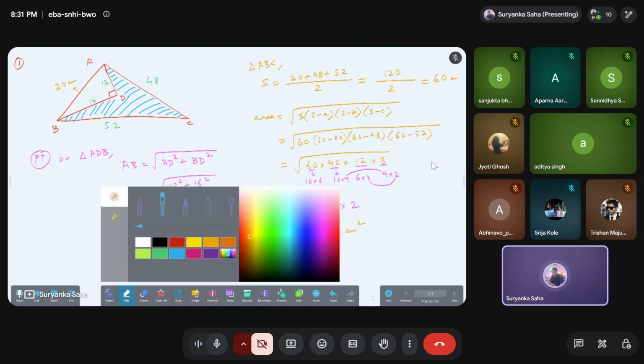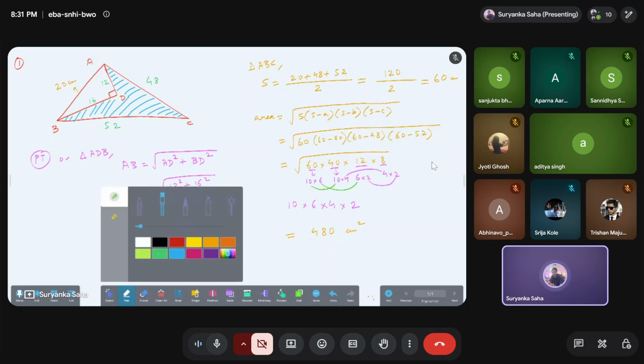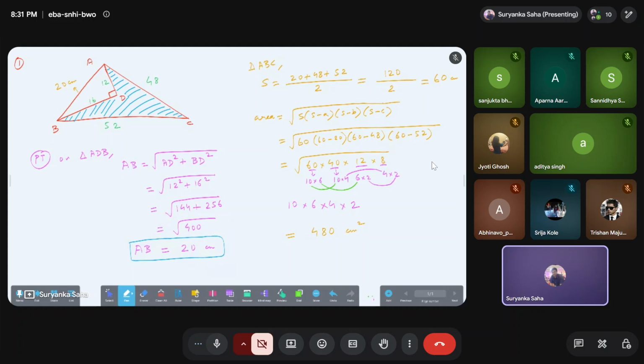Let me take pairs. 6 and 6 one pair, 10 and 10 one pair, and 4 and 4 one pair. I am taking all the pairs. Look carefully at 4 and 4. Now see, 10 10 one pair, one 10 coming out. 6 6 pair, 6 coming out. 4 4 pair, 4 coming out. 2 2 pair, 2 coming out.